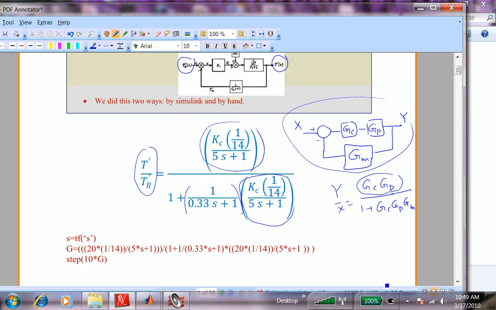What will be the highest order here? A quadratic. Right? Because Kc is a constant, 1 over 14 is a constant, you can actually plug those numbers in and simplify it. So you have a number divided by 5s plus 1, and the denominator you will have something similar to that. So that will give you a quadratic. Okay?